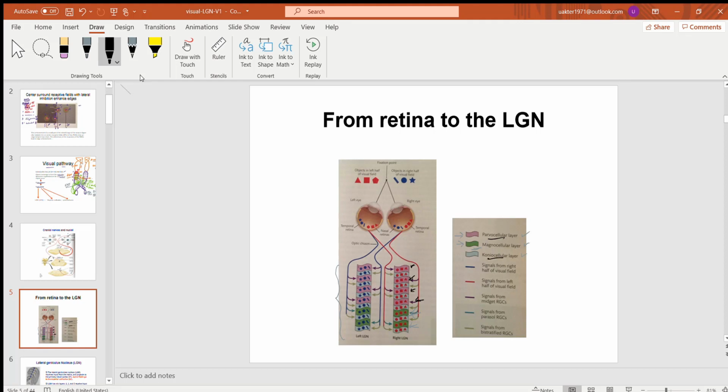So you see the green color is showing the magnocellular layers 1 and 2. The pink color is showing the parvocellular 3, 4, 5, 6. And the cyan color, light blue, is showing the koniocellular layers. Makes sense? And you also see that layers 1, 4, 6 receive input from the contralateral eye, and layers 2, 3, 5 receive signal from the ipsilateral eye. Okay.